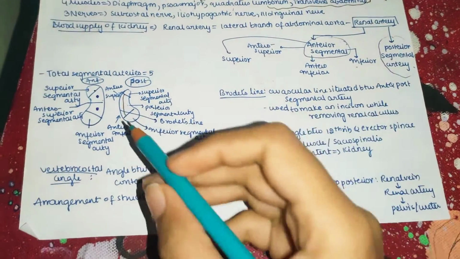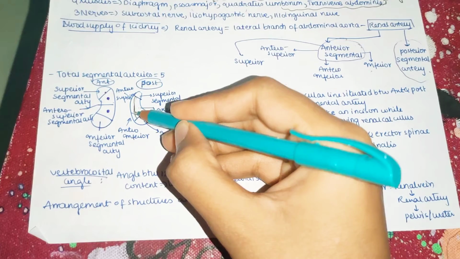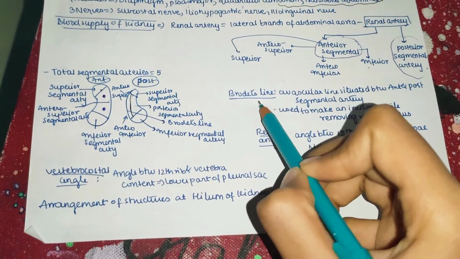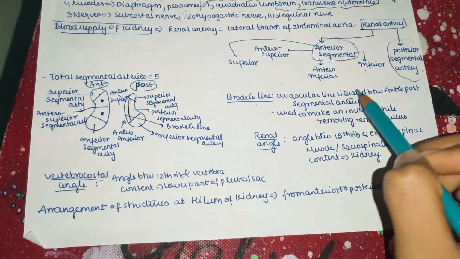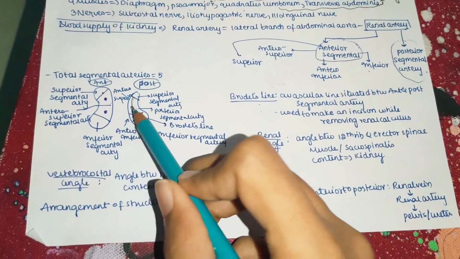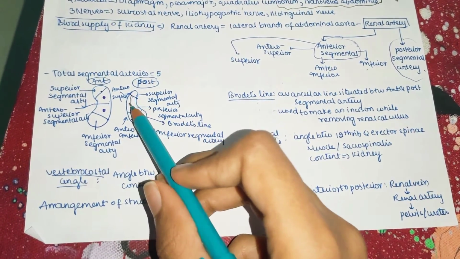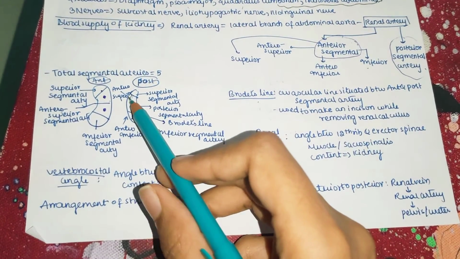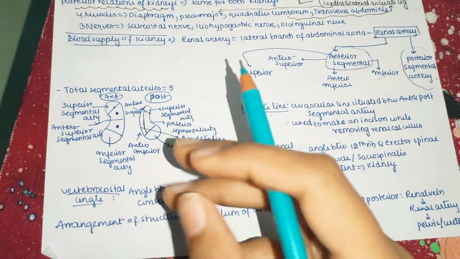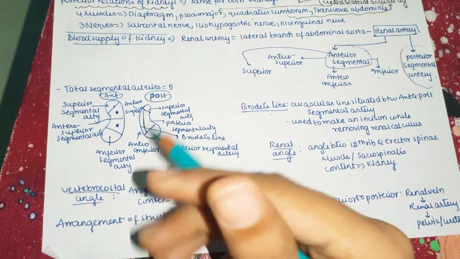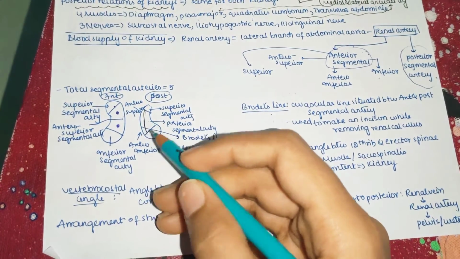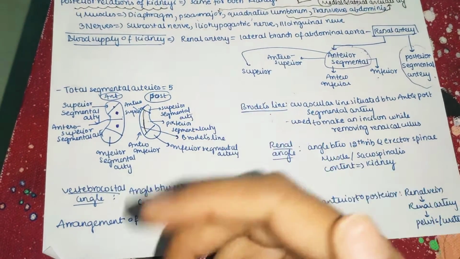So there is a line forming here. This is called as Brodel's line. So Brodel's line is actually an avascular line which is situated between the anterior and posterior segmental arteries. So this is used to make an incision while removing the renal calculus. So why do we use this line? Because it's avascular, means there are no blood vessels. So even if we cut this way in the kidney, there will be no blood loss.